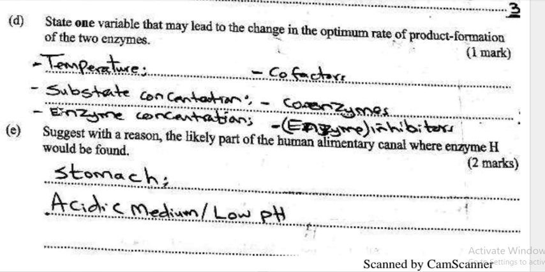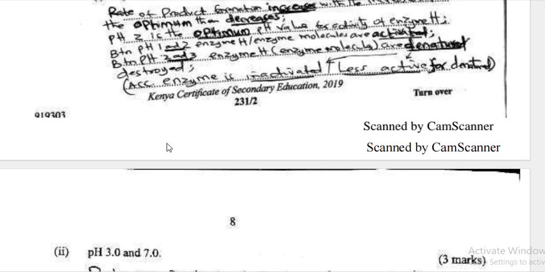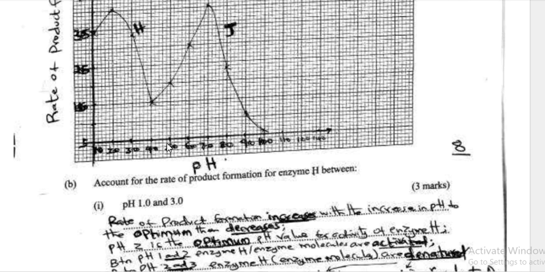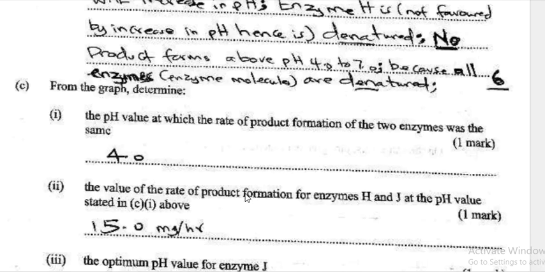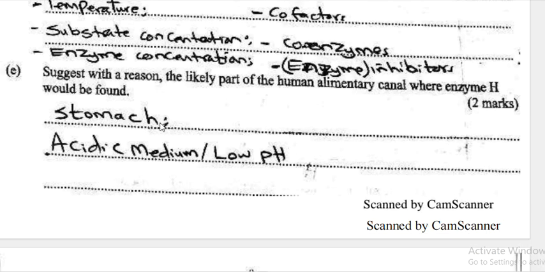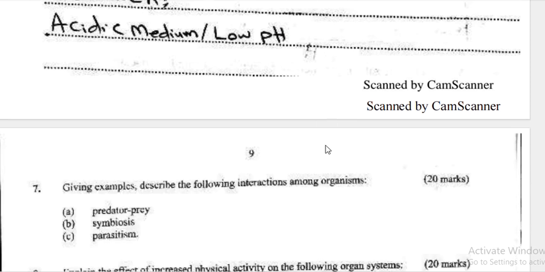Part E, suggest with the reason the likely part of human alimentary canal where enzyme H will be found. Let's look at H, the optimum pH, that is at 2, and 2 is acidic conditions. Acidic conditions are found in the stomach. So the answer is stomach. This is because of acidic medium or low pH.